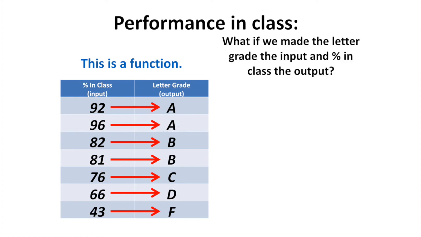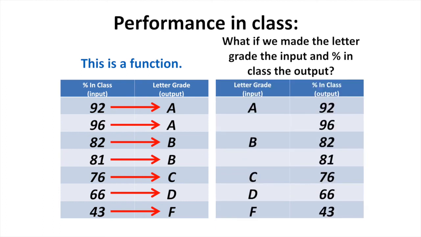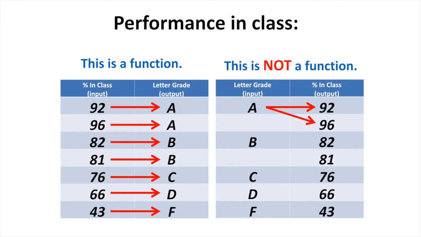This works. Now, if we were to switch these two around, we made the letter grade the input and the percentage the output. Would that work? So we'll go down here, and if you got an A, I have actually two different outputs. I have a 92 and a 96. So this one would fail a function test. This one is not a function. Remember that the definition of a function is for every one input, there's exactly one output. This one input here has two different outputs. So that one is not a function.